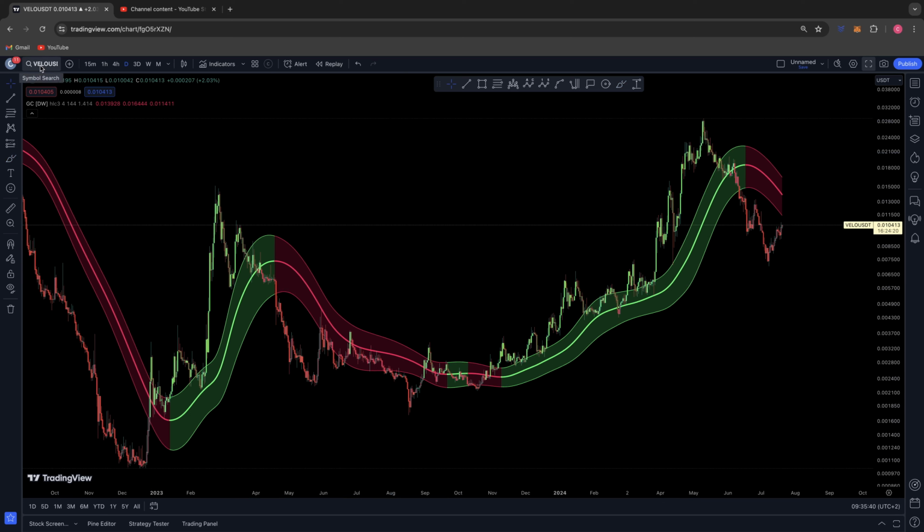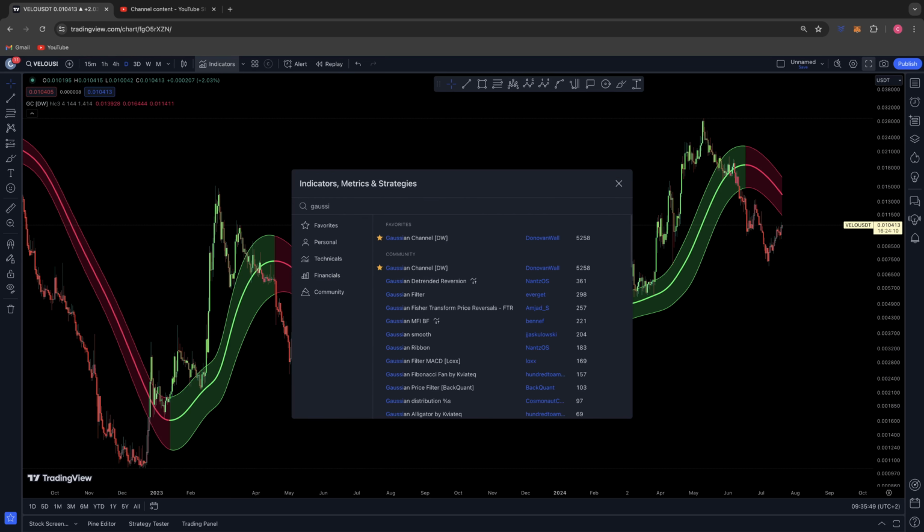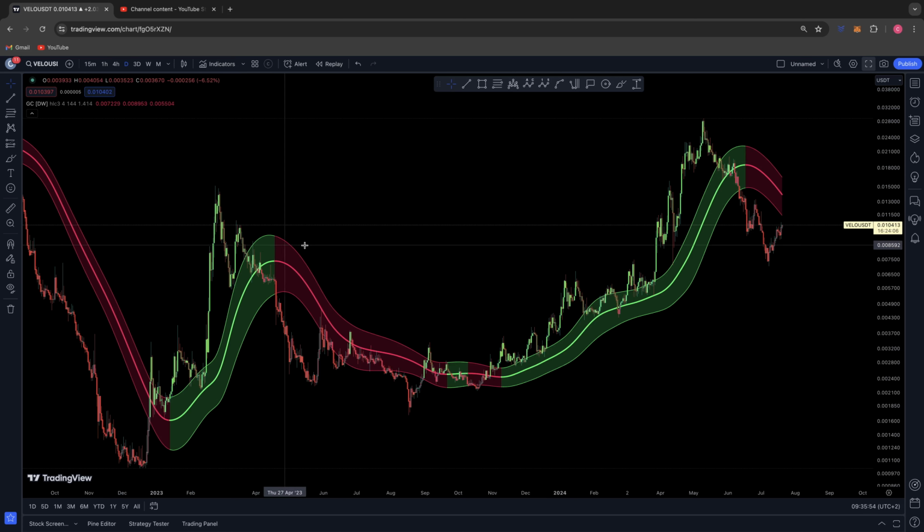Today we will be discussing VELO against the USDT on the daily time frame. I'm looking at the Gaussian channel, so you can get this on your charts by going to indicators and typing in Gaussian, and it's the Donovan Wall one up here at the top. Just add that onto your charts because it's a great indicator.